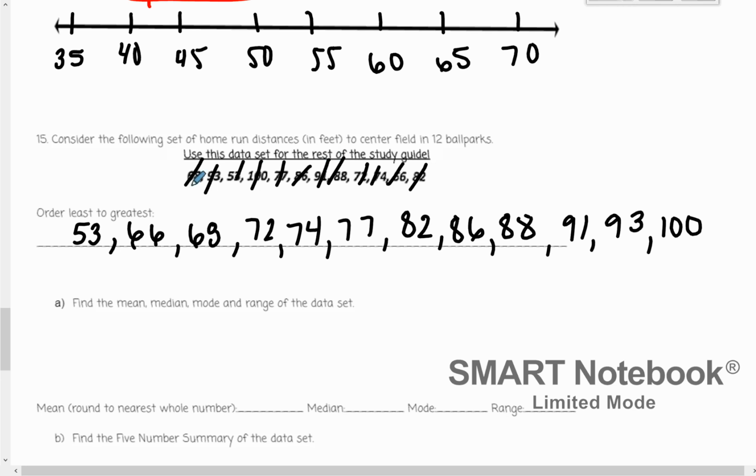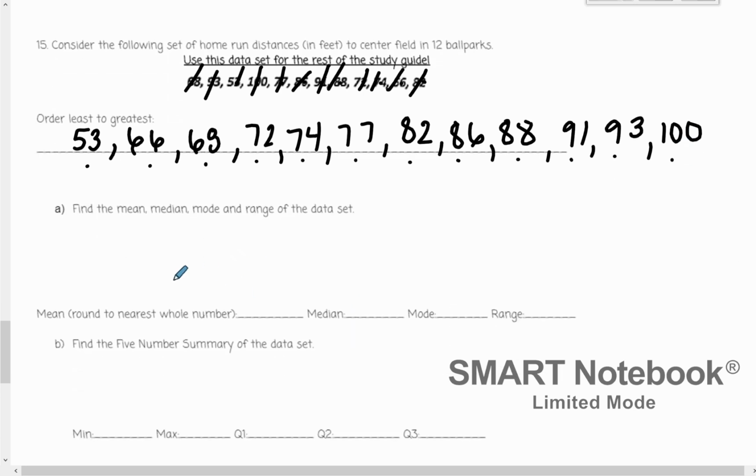That's just a quick little check to make sure I didn't forget any. 1, 2, 3, 4, 5, 6, 7, 8, 9, 10, 11, 12. 1, 2, 3, 4, 5, 6, 7, 8, 9, 10, 11, 12. Good. Find the mean, median, mode, and range.